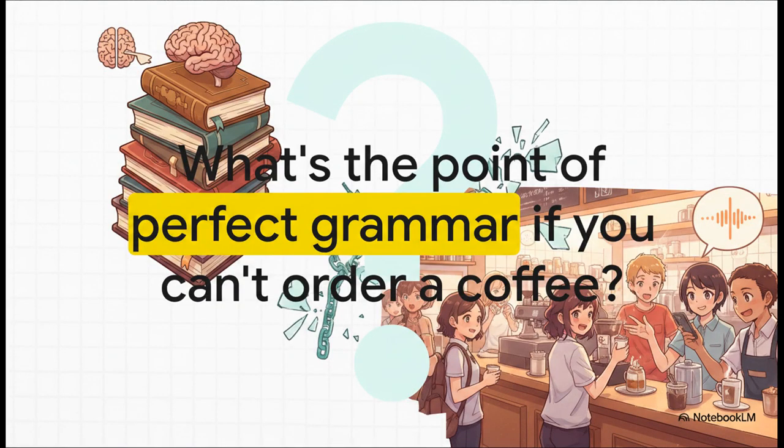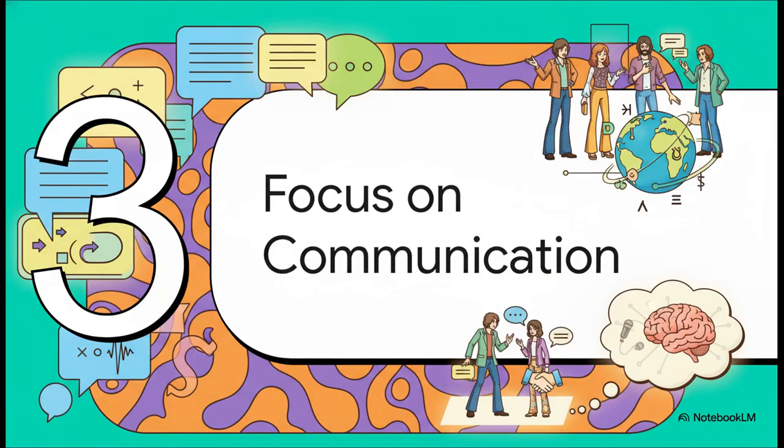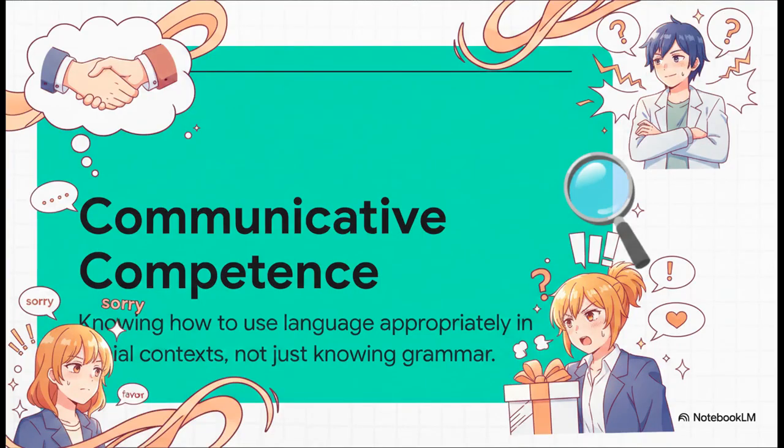And this exact question, this huge disconnect between knowing the rules and actually being able to communicate, led to the single biggest revolution in language teaching. So in the 1970s, the goal of learning a language changed forever. The focus shifted from what you know about a language to what you can actually do with it. This was the absolute game changer, the idea of communicative competence.